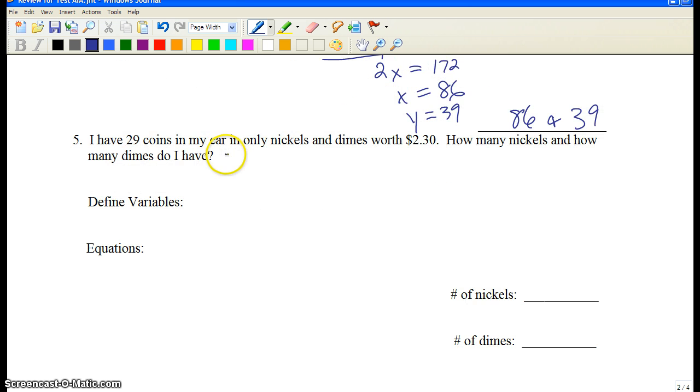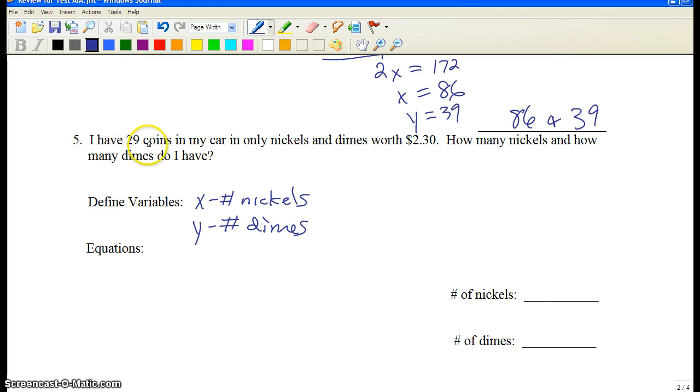There are 29 coins in my car, only nickels and dimes, worth $2.30. How many nickels and how many dimes do I have? To find variables, x is the number of nickels, from the purpose statement, which asks how many nickels. Y is the number of dimes, since the purpose statement wants to know how many dimes you have.